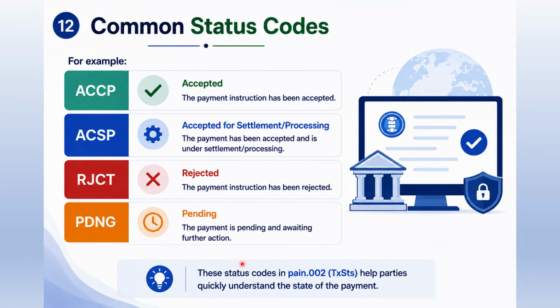These short codes are extremely powerful because they provide a standardized way for systems to communicate payment status. Instead of different banks inventing their own status terminology, ISO 20022 provides standardized codes that can be interpreted consistently. And remember, ACCP, ACSP, PDNG, and RJCT describe status. They don't all mean the same thing as final settlement.